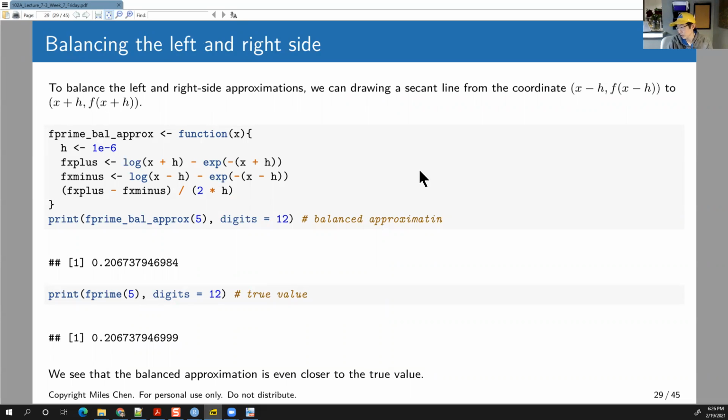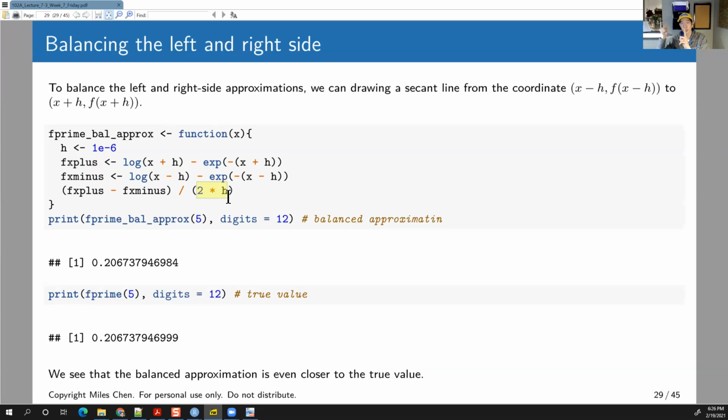average those, basically, okay? So here I'm going to do my balanced approximation. My balanced approximation is going to take some value h, 10 to the negative 6. We're going to do x plus h, and then we're also going to evaluate at x minus h. So we're going to say f of x plus h and f of x minus h. And we're going to take the difference between the plus side and the minus side, and divide by 2h, just because we start at the midpoint.